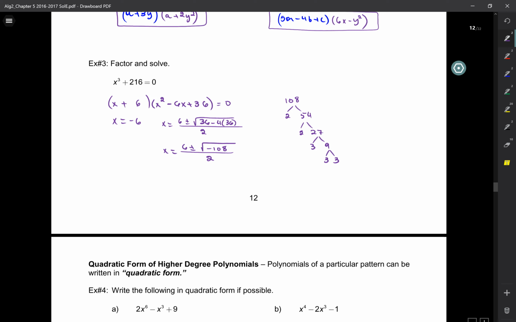Okay? So what comes out? So x is equal to 6, plus or minus. A 3 comes out, and a 2 comes out. So a 6 comes out, and an i root 3, all over 2. So now, can I divide everything by a number? By 2. So x is equal to 3 plus or minus 3i root 3. And from before, I have x equals -6. So those are all the answers.